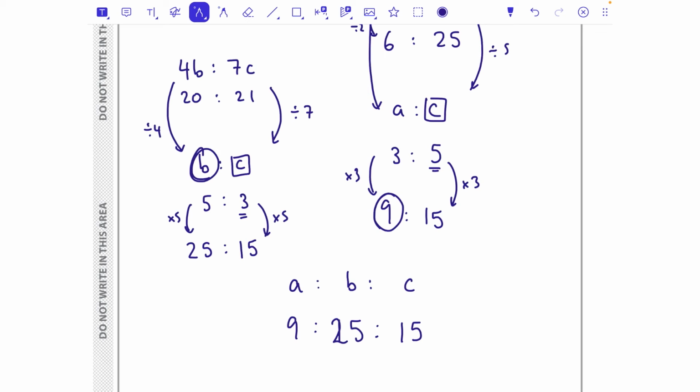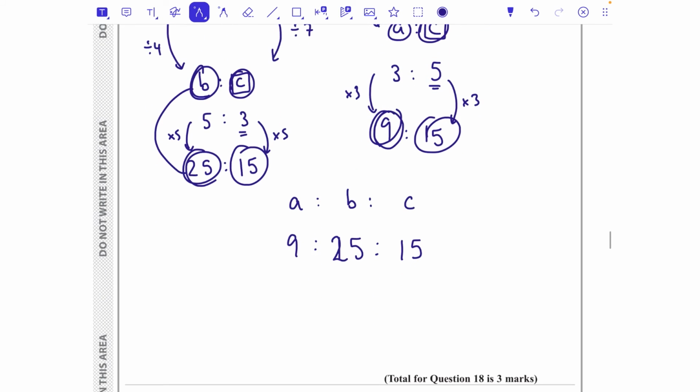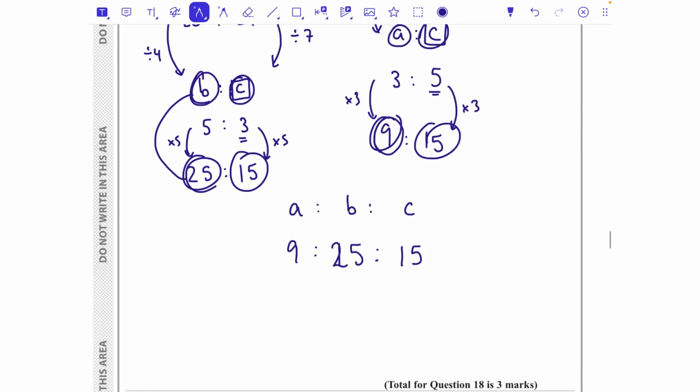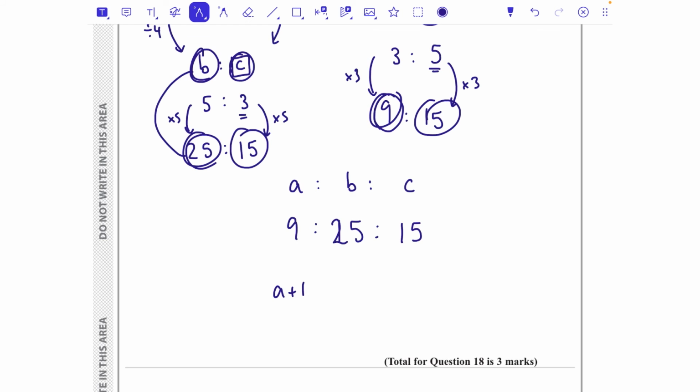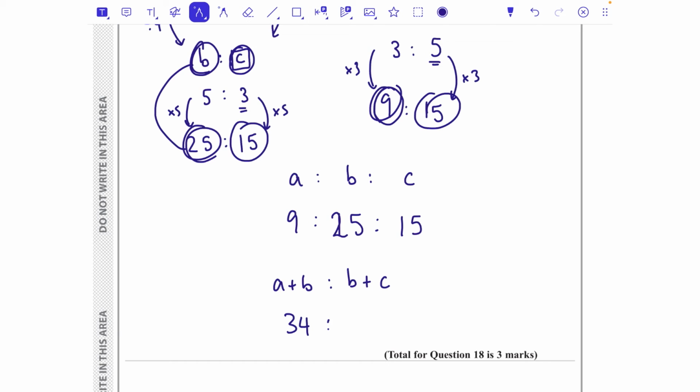So I'm just using B is 25, C is 15, C is 15, and A is 9, like that. So A to B to C is 9 to 25 to 15. Now that we've got them all in equivalence, we can now write A plus B to B add C in those terms. So the first one was A plus B, so A plus B to B add C. So A plus B is 34 and B plus C is 40.